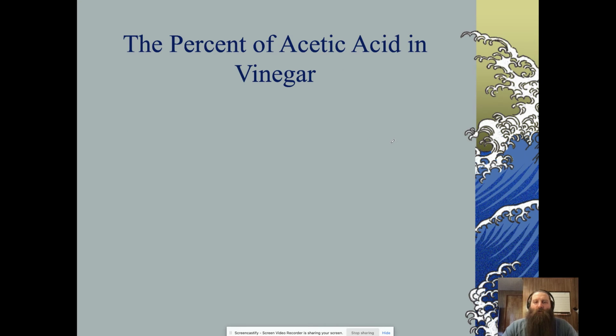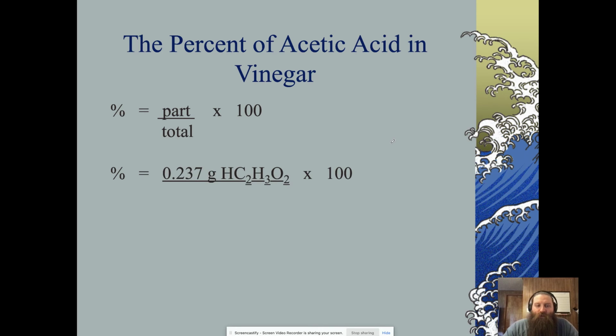So what percent of acetic acid is in vinegar? Well, we know percent is part over whole times 100. So we take the 0.237 grams part that we found. We divide it by the whole sample, which was 5.441 in the problem. We multiply it by 100. That tells us that in vinegar, there is 4.36% acid, which means you have 93 and something percent water, right? Very diluted. And there we go.